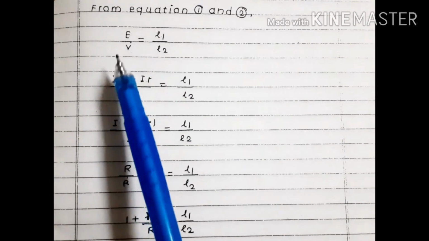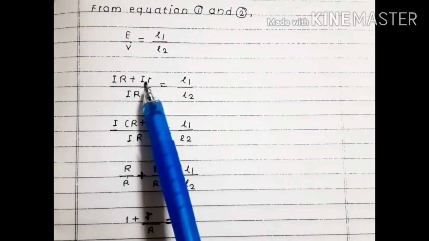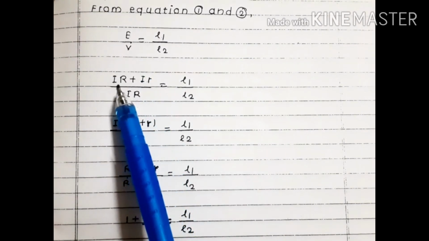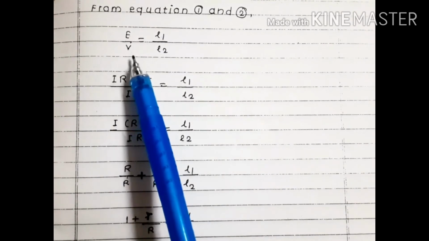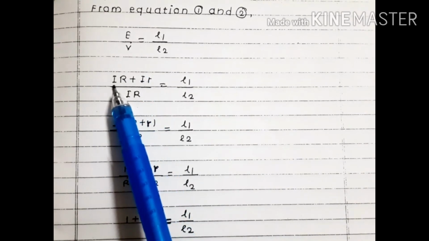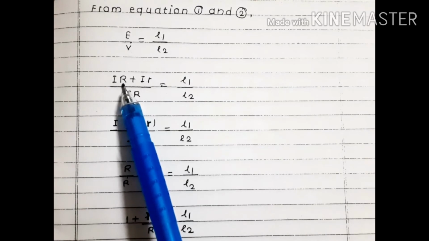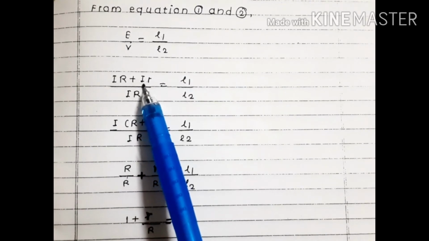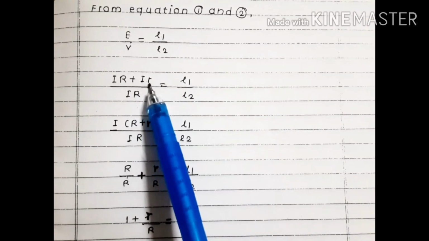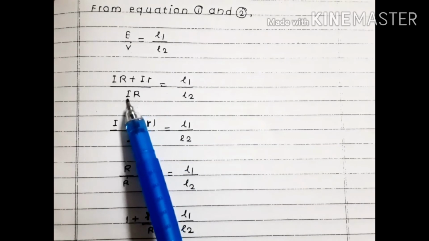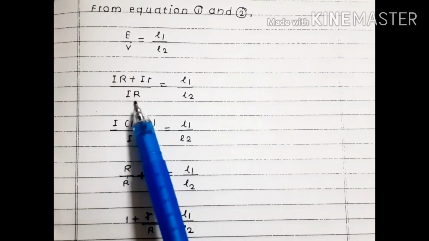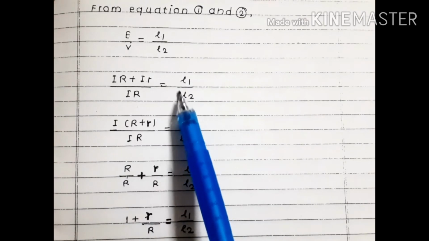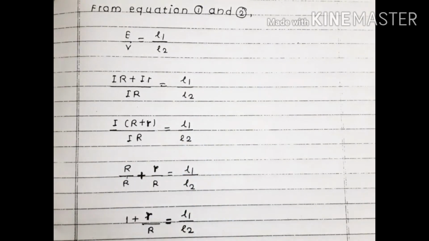We know the relation between EMF and external PD and internal PD. EMF is equal to external PD plus internal PD. External PD is represented by capital I into capital R, the external resistance, and the internal PD is represented by capital I into small r, the internal resistance of the given cell. For the external PD there is capital I into capital R. It is equal to L1 divided by L2.